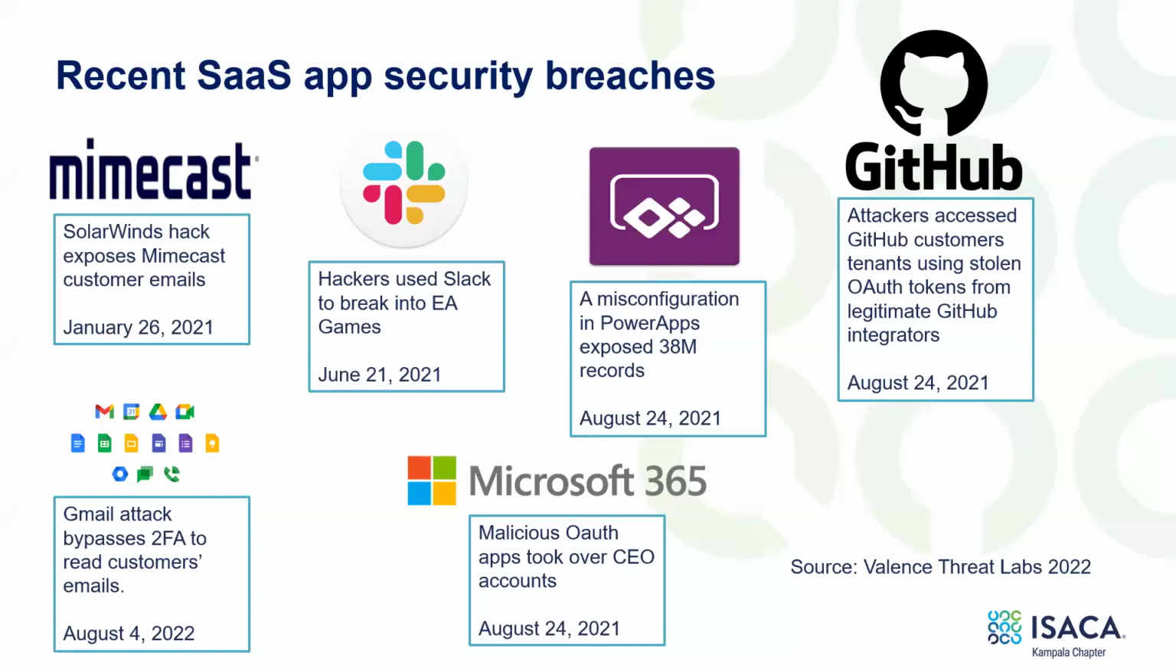We have one which was on January 26, 2021, where a SolarWind hack exposed Mimecast customer emails. We know that Mimecast is an email defense solution that is being deployed by many companies. So it is like a filter that is used to filter spam emails that are coming into our environments. So we had a hack on it. And then there was one in June 2021 where hackers used Slack to break into EA games.